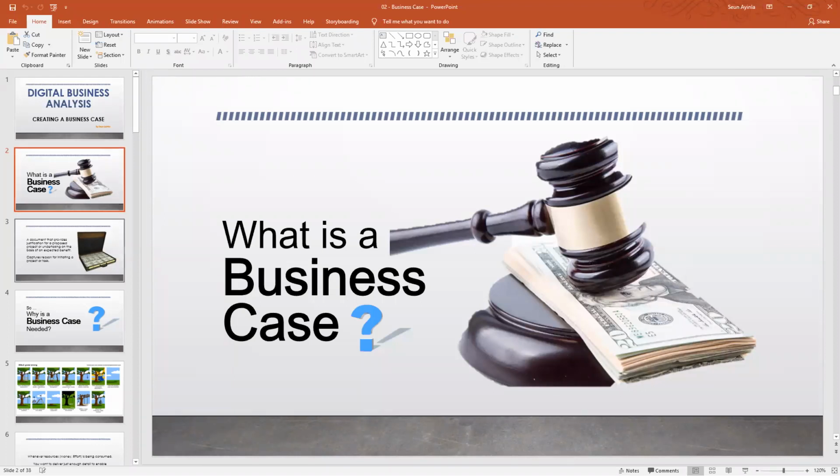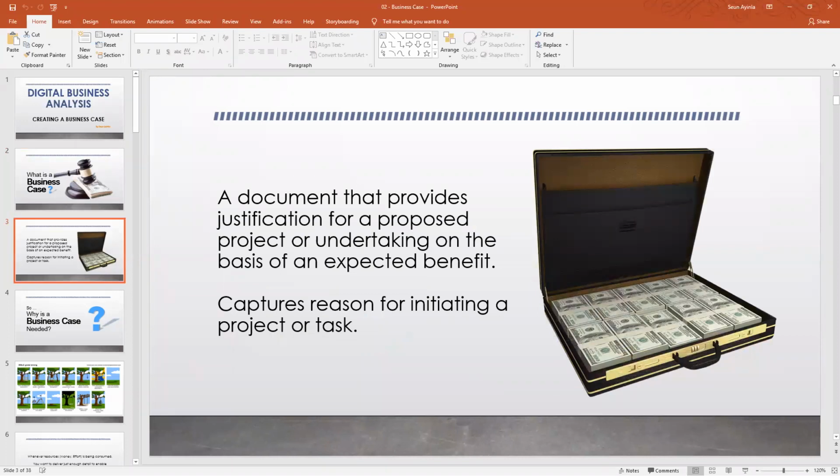So if we just try and put that into words, you would find out that a business case is basically a document that provides justification for a proposed project or undertaking on the basis of expected benefits. And that's basically what it is.